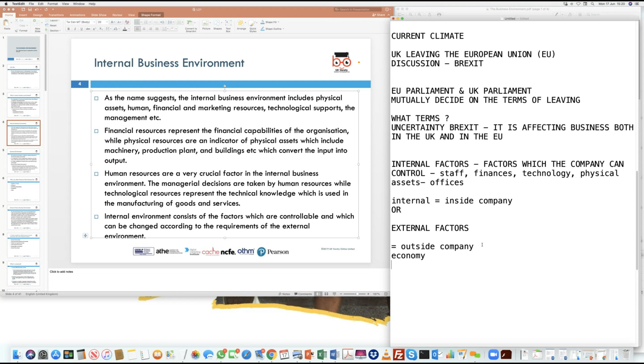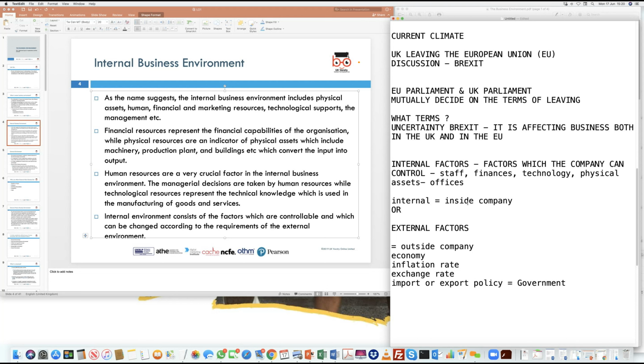Economy. Say inflation rate. Exchange rate. Import or export policy. These are factors that are external to the company, because import-export policy is decided by the government. So this policy, the government makes it for all the businesses.